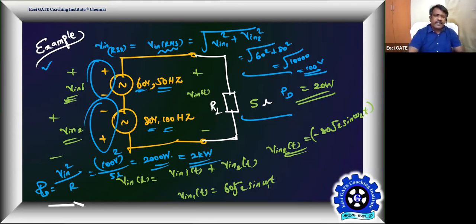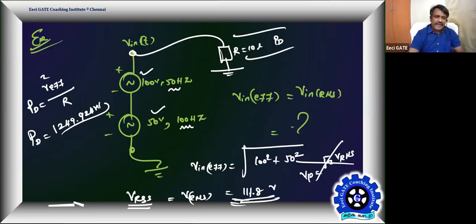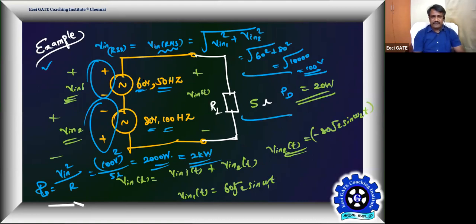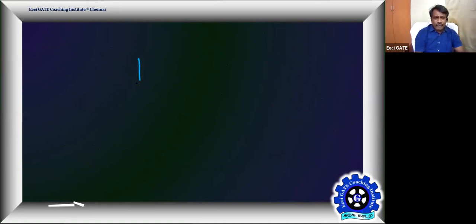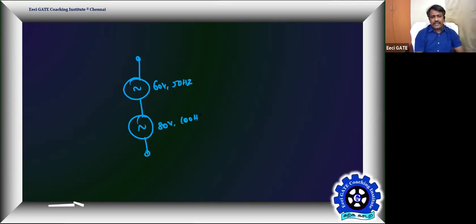So what is the point? When frequencies are different, aiding and opposing doesn't matter. Go by the RSS concept. If frequencies are different, aiding or opposing plus minus doesn't matter. Then I won't show the plus minus. The moment I connect two AC sources, this is 60 volt, 50 hertz, and this is 80 volt, 100 hertz. Don't expect plus minus. Straight away, its effective value is equal to 100.